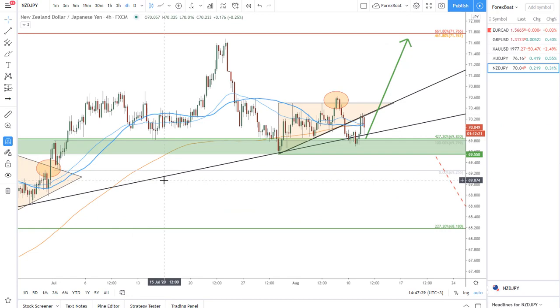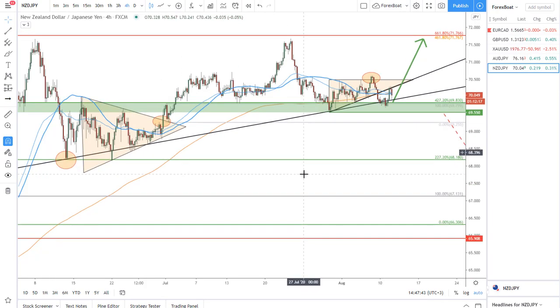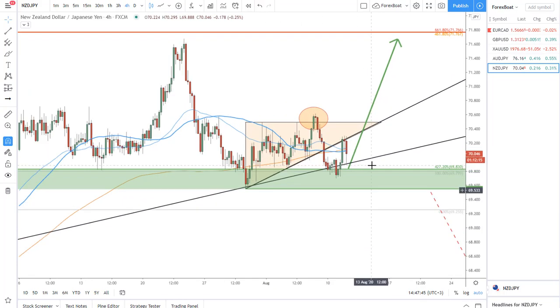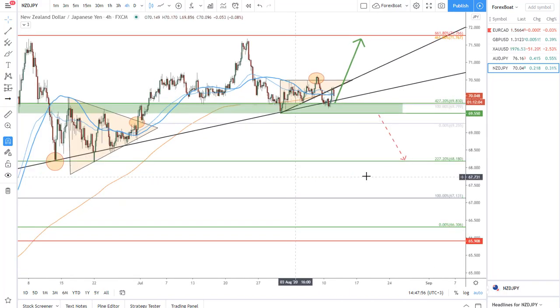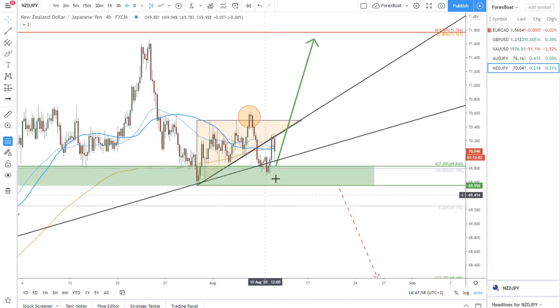Okay, moving on to the other ideas that we had on TradingView, which is New Zealand Japanese yen. So here the ideal price has been reached. I think the risk here doesn't have to be big. These are basically the analysis, and this is not a trade idea, as you can see. So here what we might see is either price will start moving up from this point, or it will break below and continue going down.